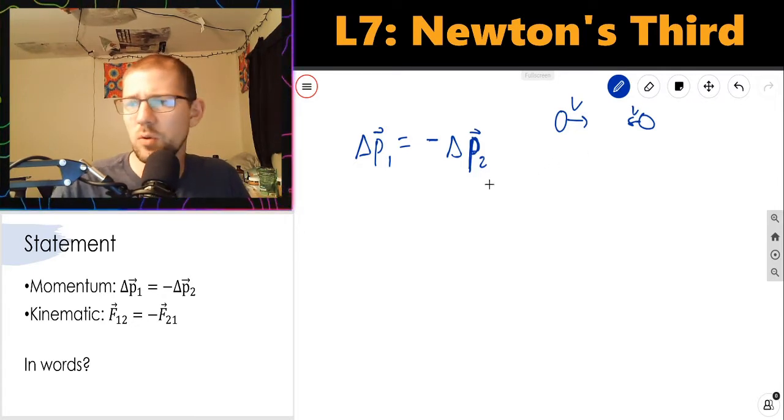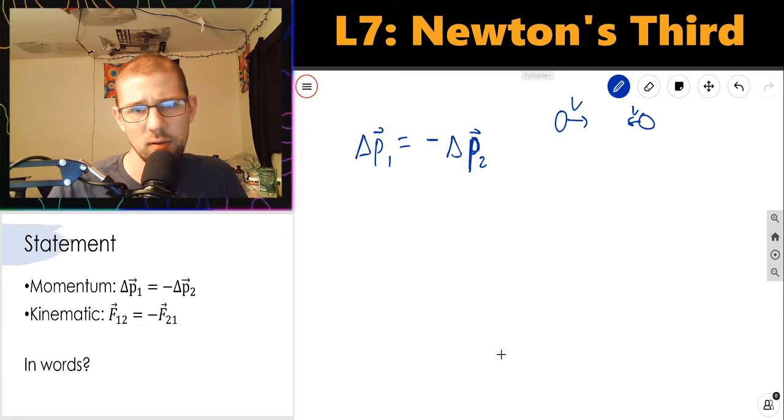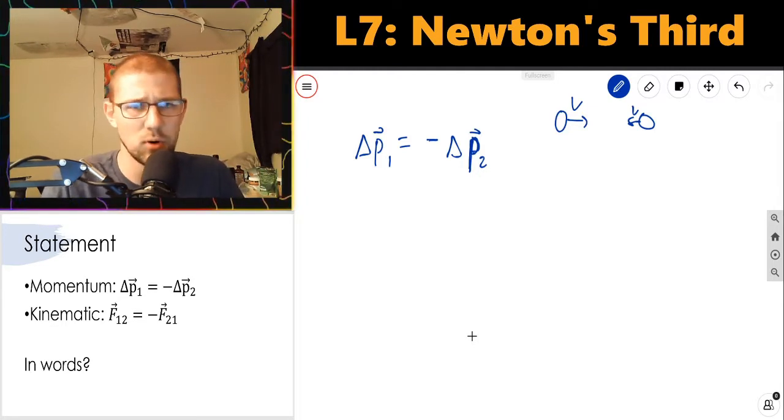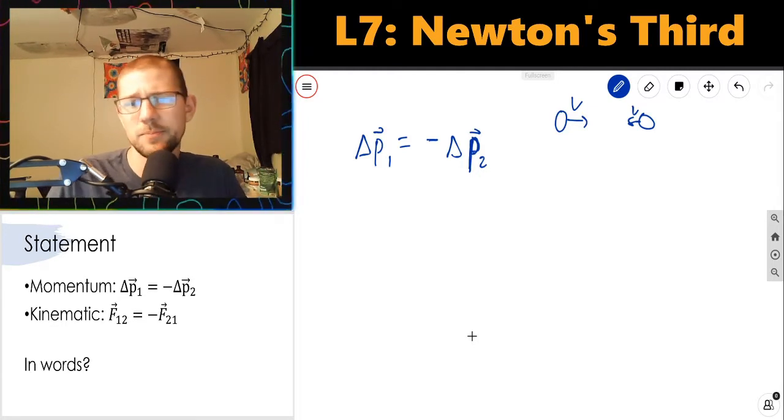The beauty of Newton's third law is that it applies to any system, open or closed. It's a statement between any two interacting bodies, regardless of whether that second body is considered inside your system or not, between any two bodies.